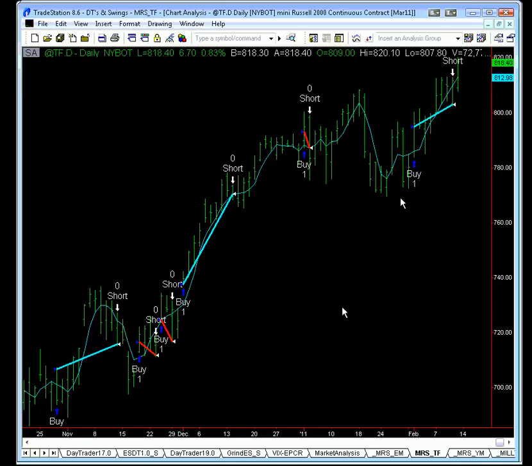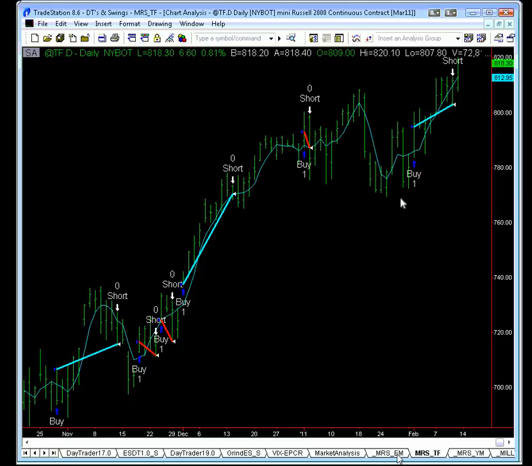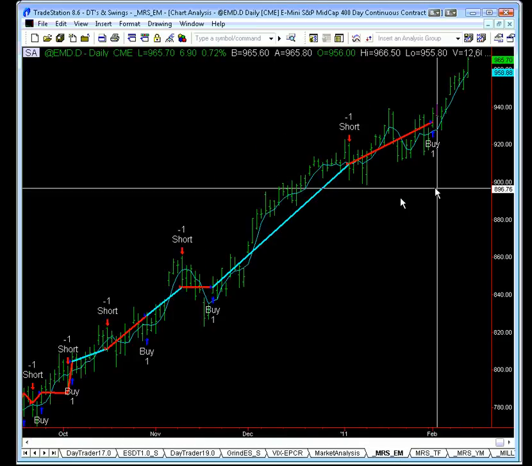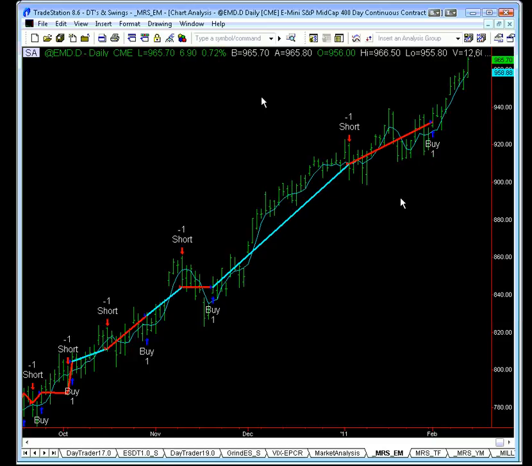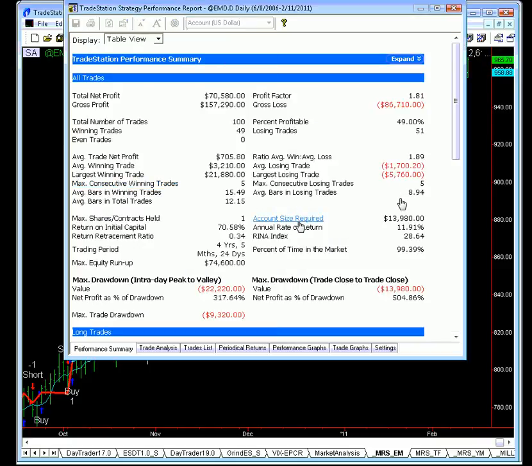As you can see on this system, there's the MRSEM. It's actually still in a long position. MRSTF is out. MRSEM continues to be in a long position that it jumped in around 932. Of course, we're at 936. There's another $3,000 per contract trading the EMD. We'll go ahead and take a look at that.